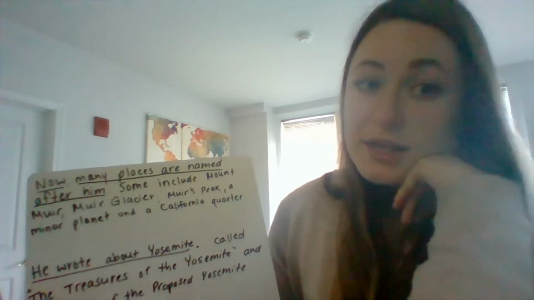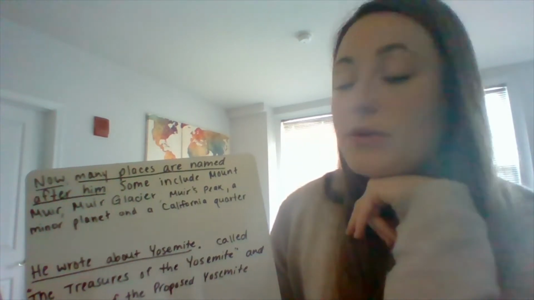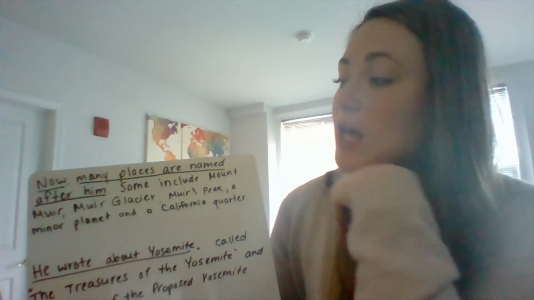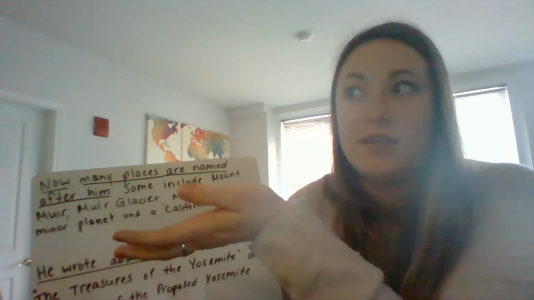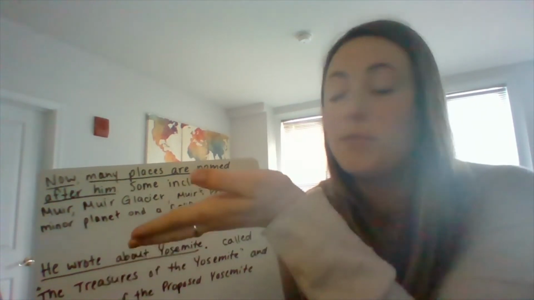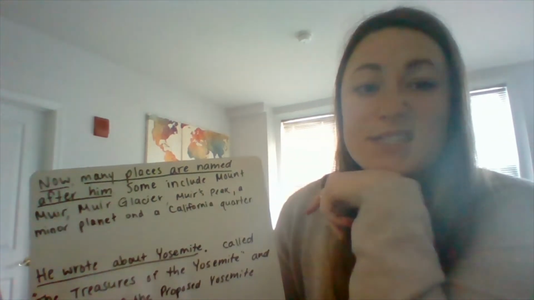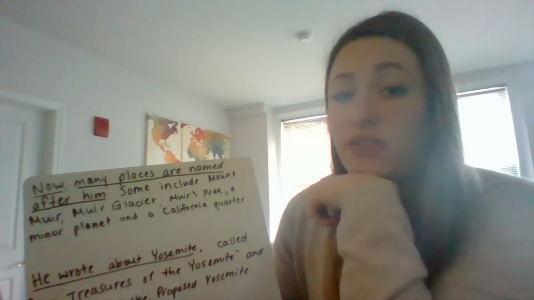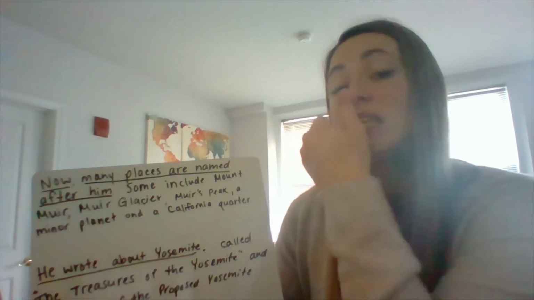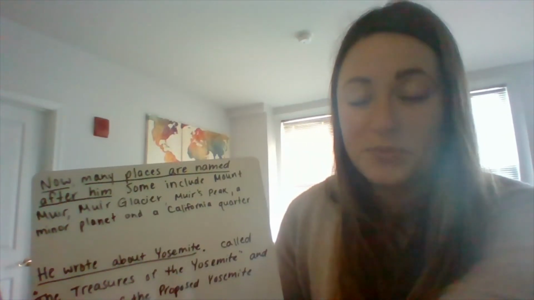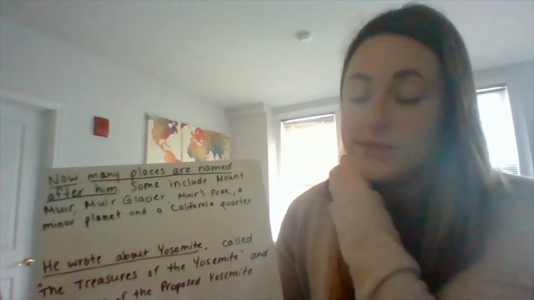I could keep going. If I did more research, I'd be able to list some other places that are named after him. It wouldn't be as exciting. You wouldn't know that he was named after a small or minor planet if I didn't give this information. This topic sentence doesn't really give you a whole lot. It just tells you that there are places named after him, but it doesn't give you specific information. So that's why I added that when I was revising.